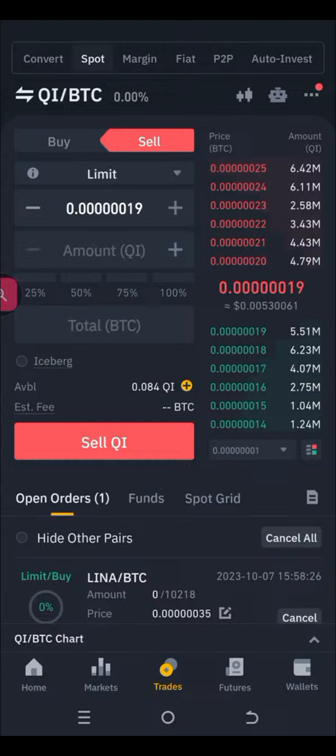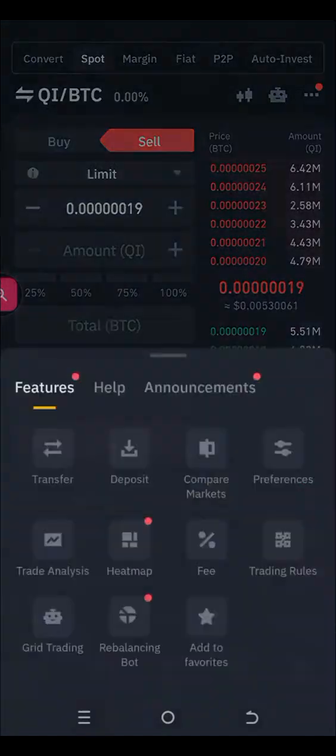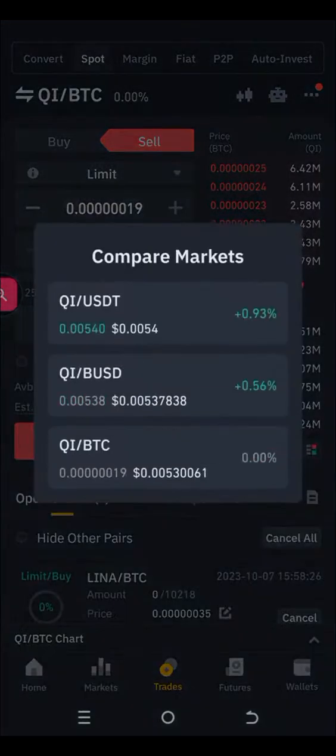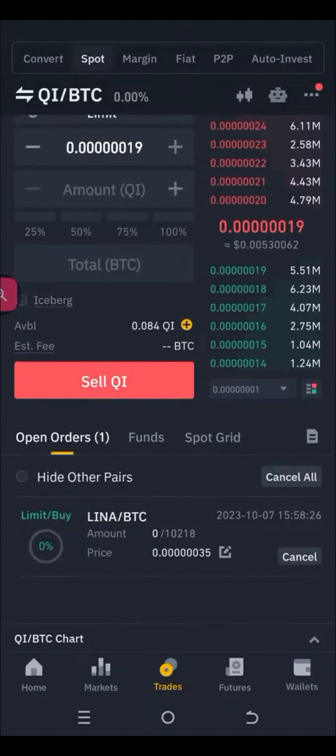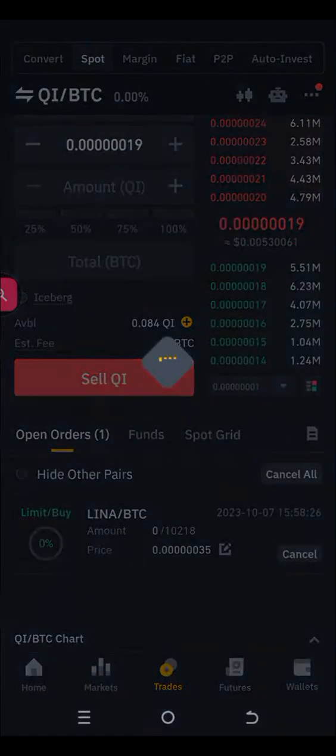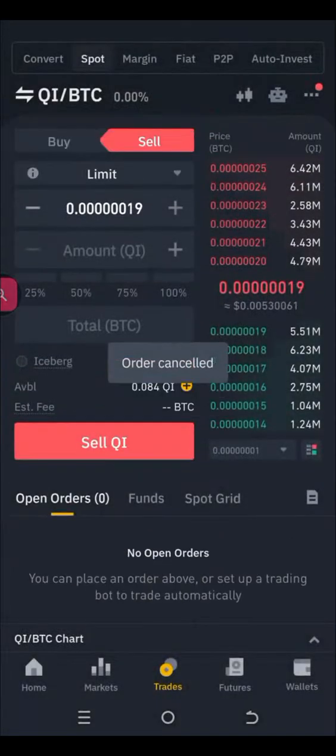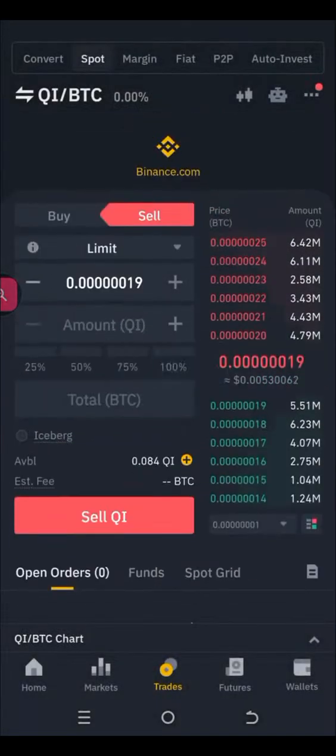We hope it's not going to shoot up high. But as you can see here, it's currently on 0.00019. So let's quickly do a simulation and see what we will get. This is QIBTC. So what will I have left? Let's just cancel it and see what will give us. If it's not going to be favorable, we'll just go back to Lena BTC. So let me just cancel at this point.